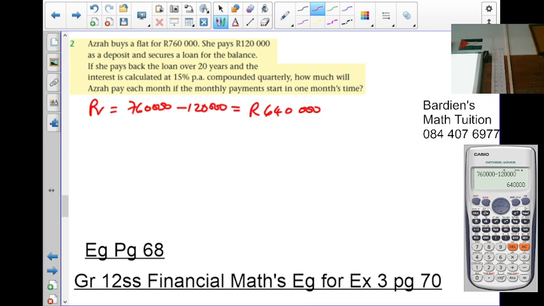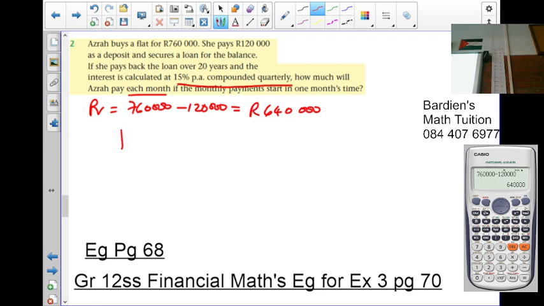Okay. She pays back the loan over 20 years, and the interest is calculated at 15% per annum compounded quarterly. How much will Azra pay each month? You see now that's a problem. The frequency of the installment, which is monthly, is not in line with the compounding frequency. So in other words, I need to convert that to compounded monthly.